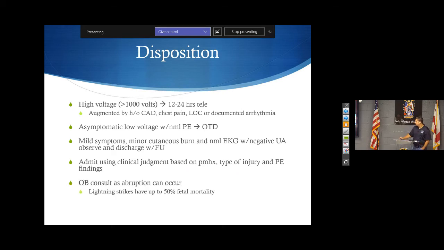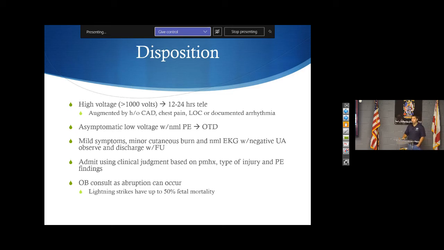Something to consider if your patient is pregnant. Having your OB come down, getting a formal ultrasound, or at least getting them to a facility with obstetrics. Not a big difficult disposition here for you guys in the Birmingham area. We're pretty fortunate to have what we have from the hospital systems. But if you work in a rural location, the hospital that you go to may not have on-call OB, they may not have ultrasound capability outside of regular business hours.